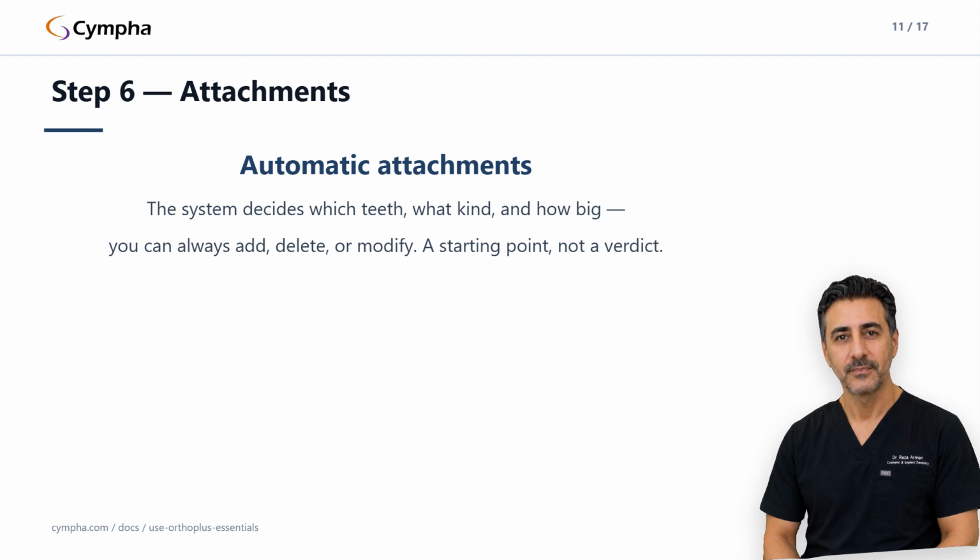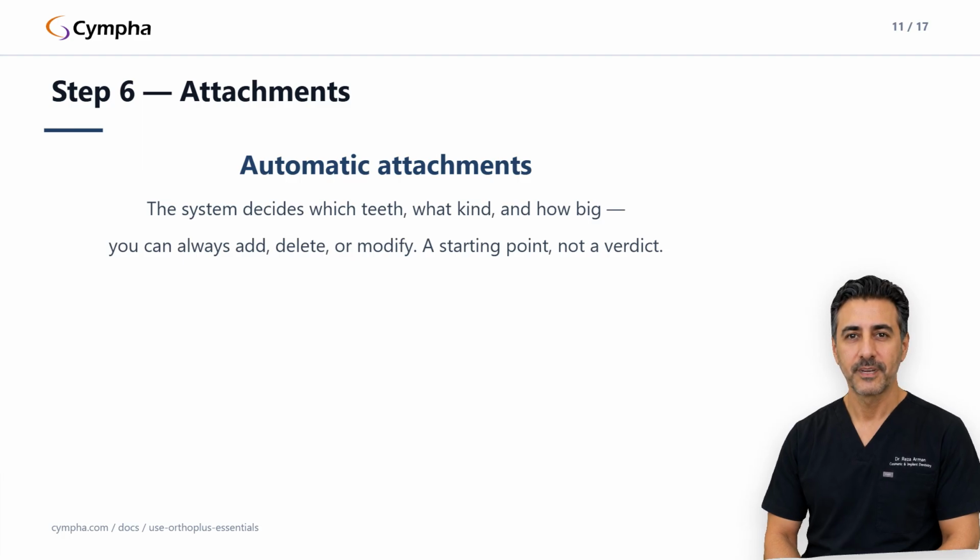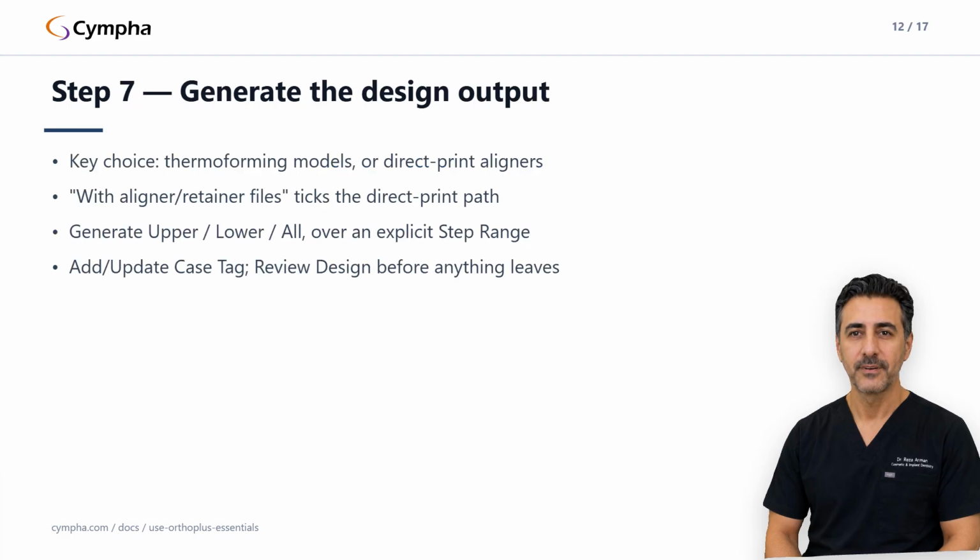The automatic pass is a starting point, not a verdict. Go through the placements tooth by tooth, where the criteria match your clinical judgment. Move on, where they don't, change it. The button does the bookkeeping. The clinical responsibility stays with the person reviewing.